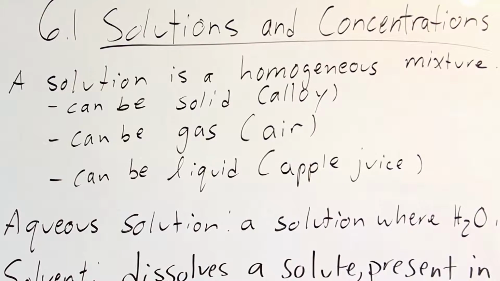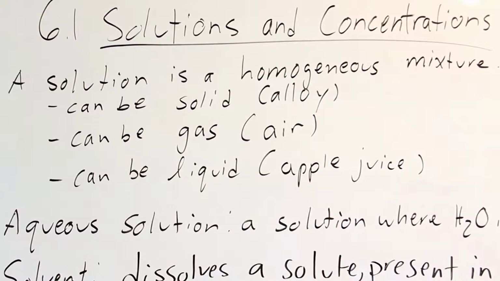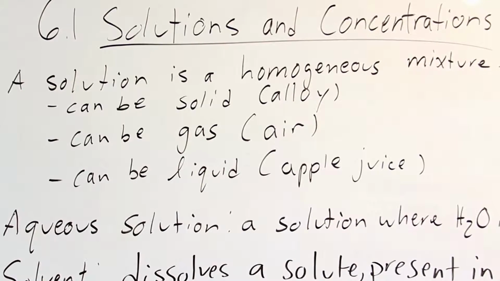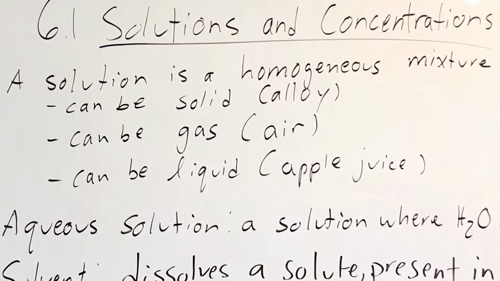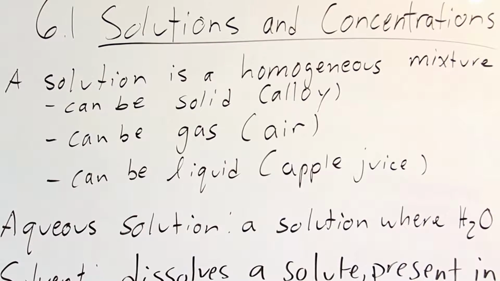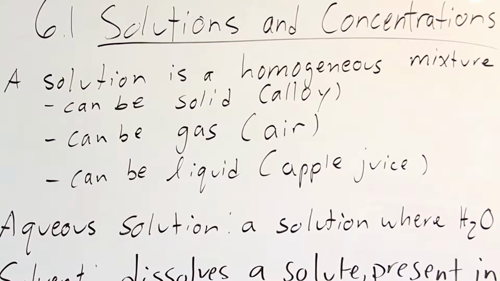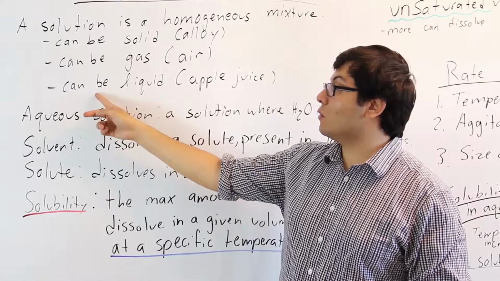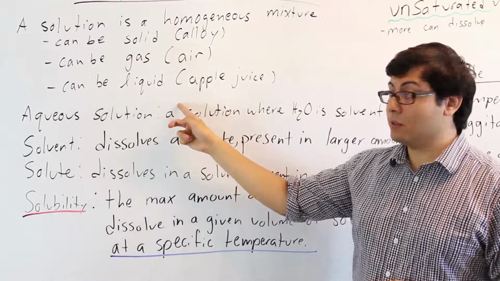It can be a solid, like an alloy. For example, if you have any jewelry like gold or silver, it's probably a mixture of a whole bunch of metals. It can be a gas, like the air. It's a mixture of nitrogen gas, oxygen gas, and so on. Or it can be a liquid, like apple juice. So for this unit, we're going to be focusing on mixtures that are liquids.